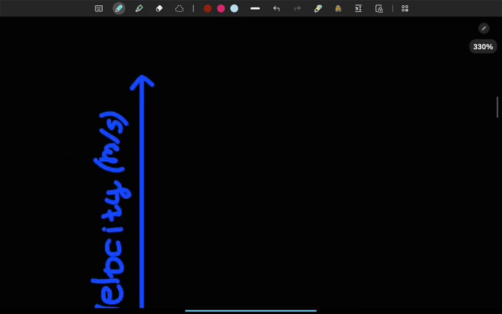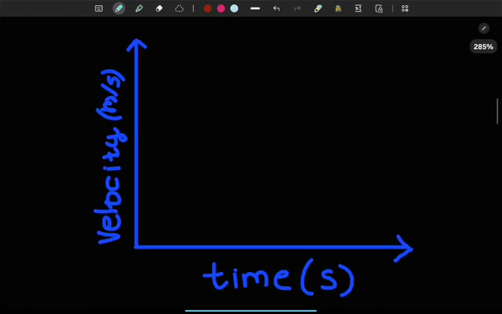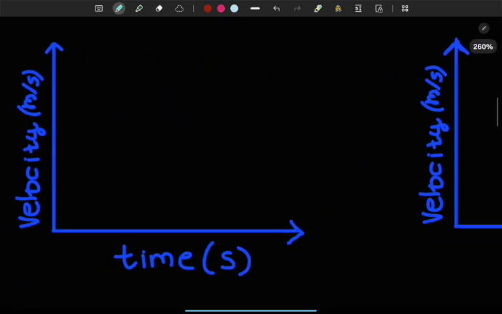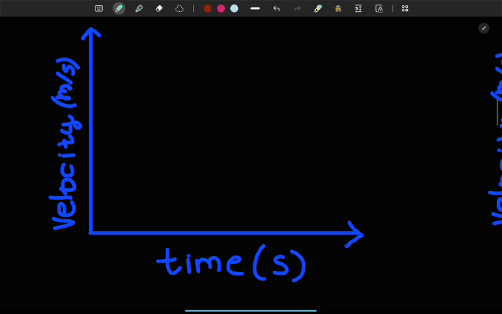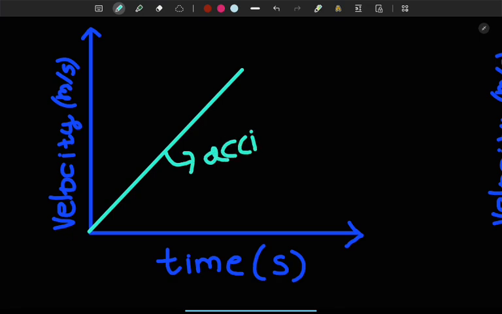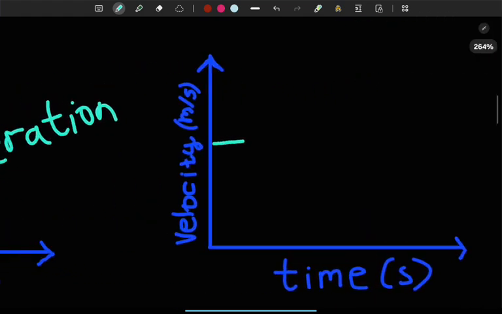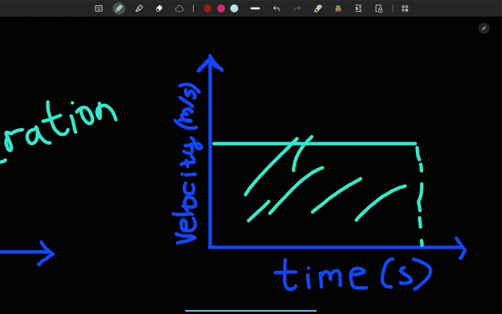Okay. Now let's talk about the third graph, which is the velocity time graph. Again, here we will study its slope and the area under it. So let's talk about this slope. The slope it gives is known as the acceleration, and the area under this graph gives the displacement.